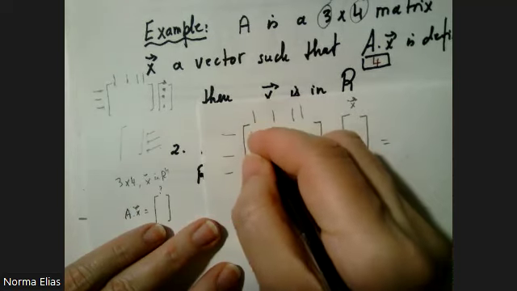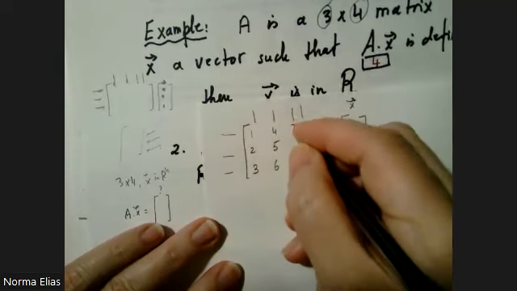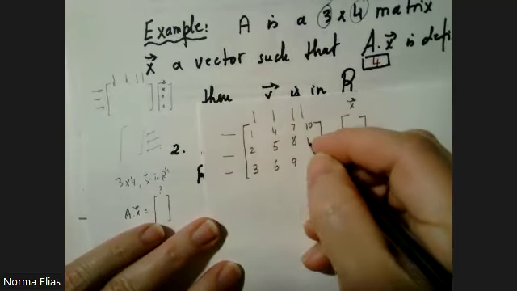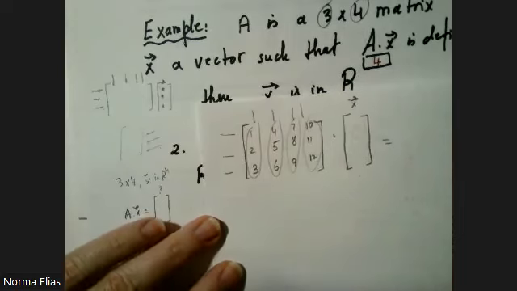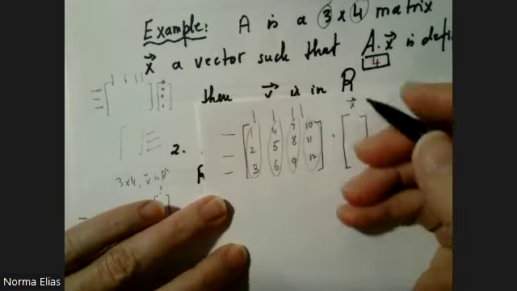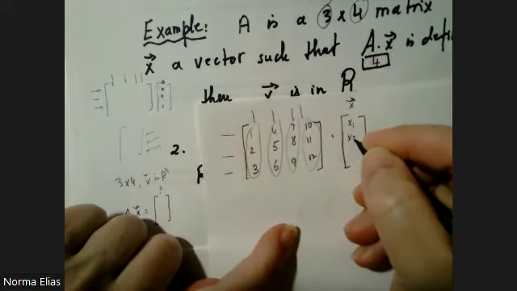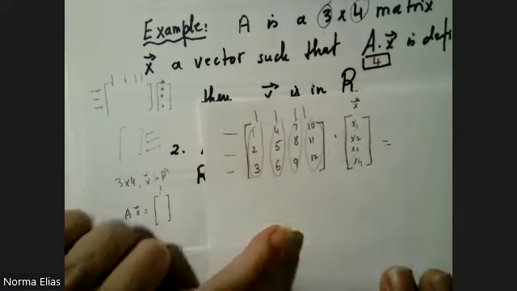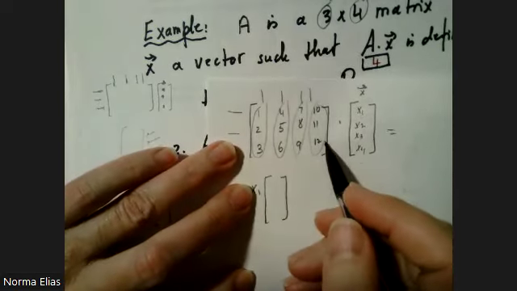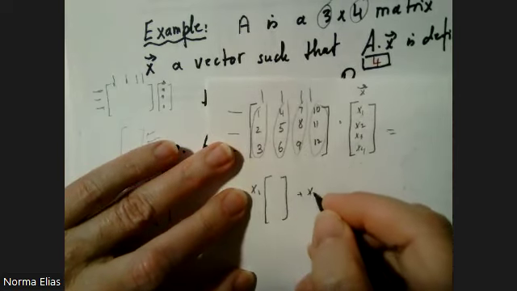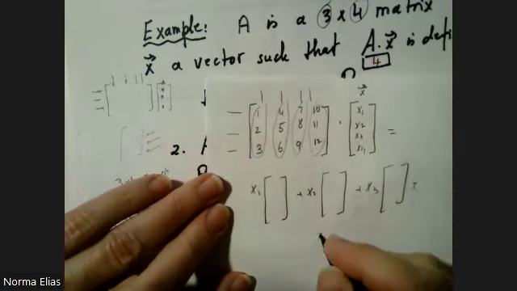So suppose I could call this 1, 2, 3, 4, 5, 6, 7, 8, 9, 10, 11, 12. So this is one vector, my second, third, and fourth. I multiply by a vector X, which has 4 entries. Otherwise, it doesn't make sense. So let me call those entries X1, X2, X3, and X4. I multiply them. The product is a combination of those vectors. So it's X1 plus X2 plus X3 plus X4.